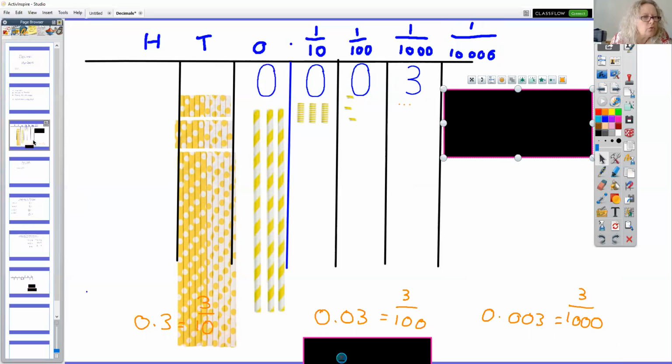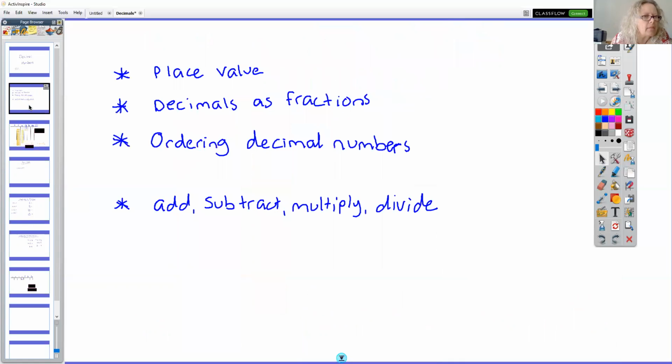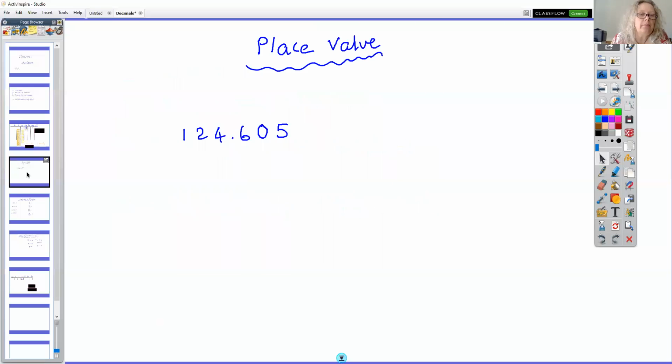Now I'm going to go to this one here. We are going to talk about place value of decimals. We are going to talk about decimals as fractions, and we're going to talk about ordering decimal numbers, and then we're going to look at adding, subtracting, multiplying, and dividing. That's a lot, but one thing at a time.